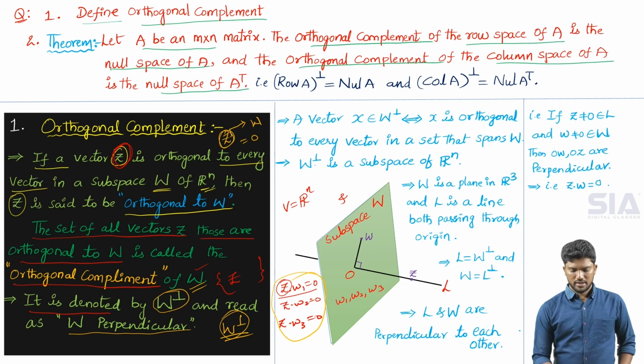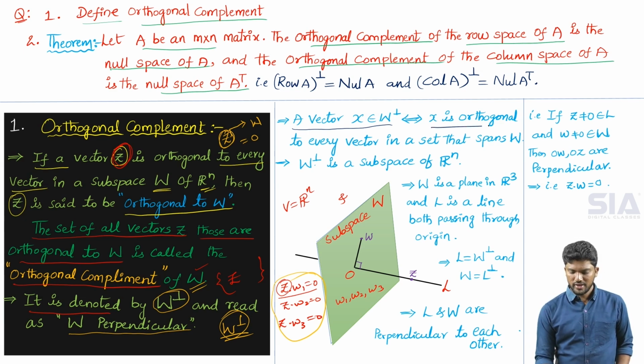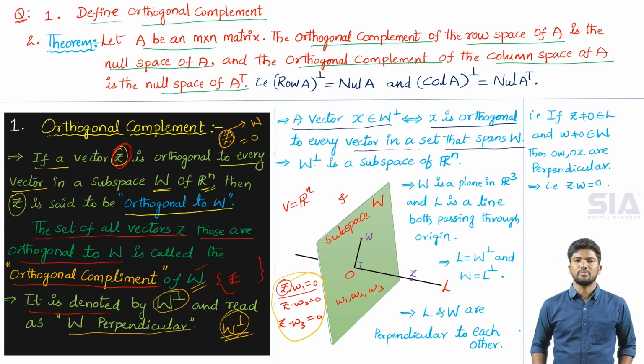Next, a vector small x belongs to W perpendicular if and only if x is orthogonal to every vector in a set that spans W.